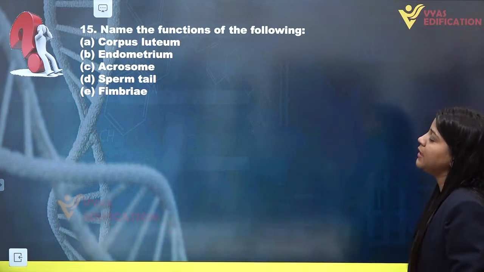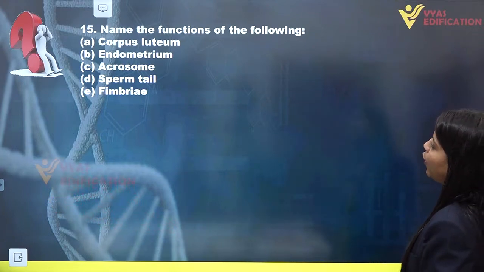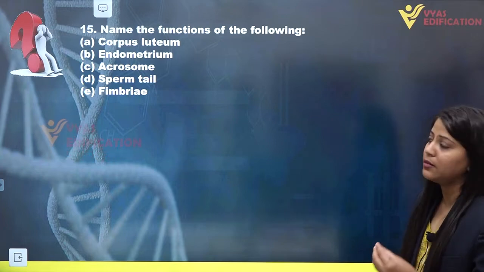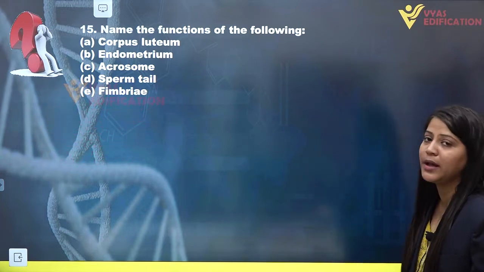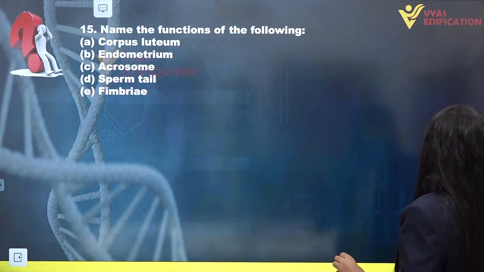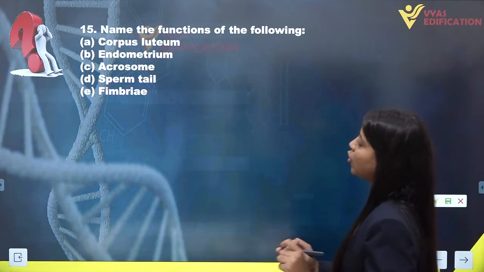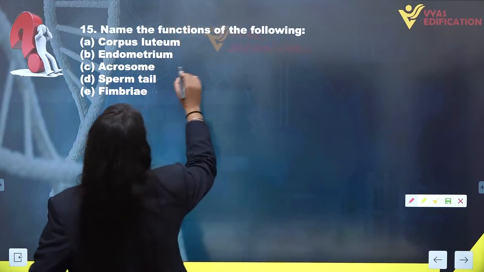Next, question number 15. Name the functions of the following. We have corpus luteum, endometrium, acrosome, sperm tail and fimbriae. We have to mention the functions of each of them. Let's talk about the very first thing, that is corpus luteum.